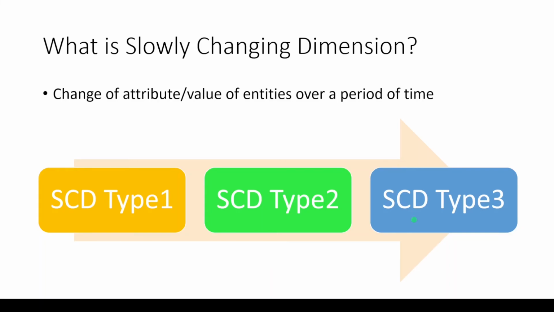Coming to SCD type 3, instead of overwriting or introducing a new record, we are going to create a new column for the updated value. Let's say we get a new address. The previous address we will keep in a column called previous address, and the new address we will put in a new column, current address. So in this way, we are introducing a new column for each updated value. So these are the three different ways to handle slowly changing dimension in data warehousing solutions. And in this video, we are going to see how to perform SCD type 2 in Delta Lake development.